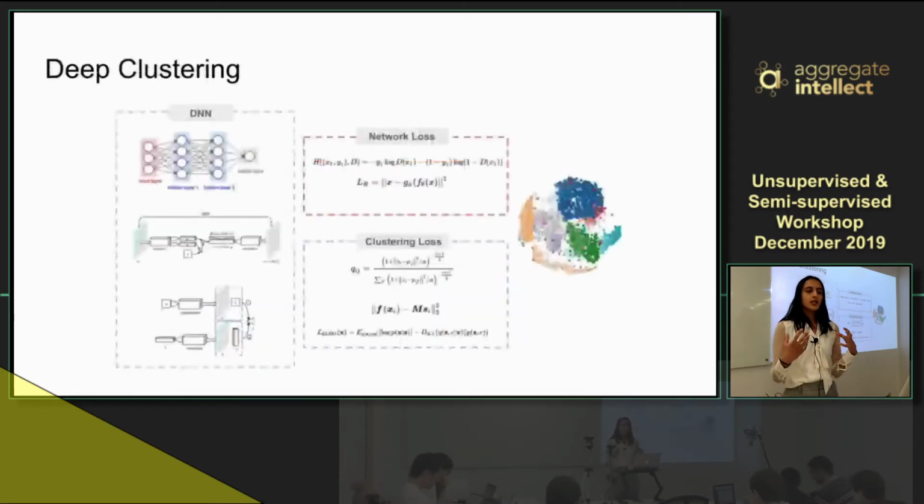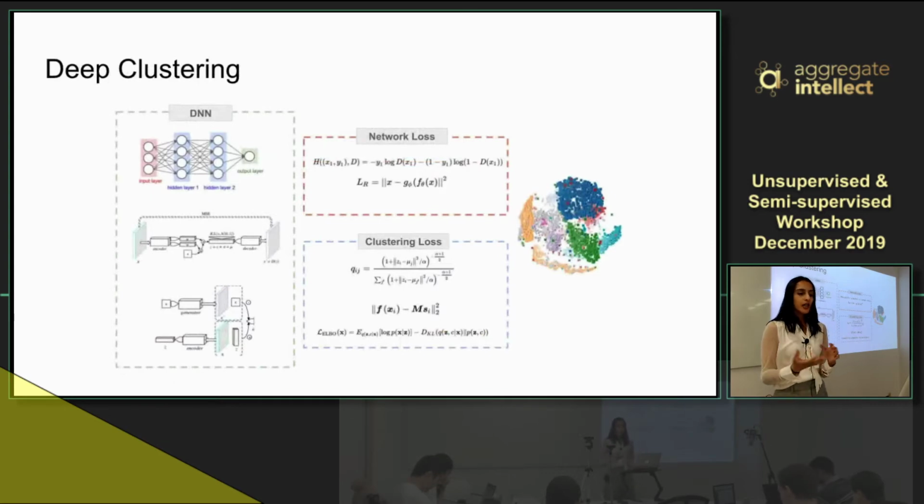Now, when we talk about deep clustering, we obviously need our neural network. So that's the deep learning component of these types of learning modalities. We also have our network loss and a clustering loss. And usually these will go together to create the final loss function. And that's exactly what we'll be doing today in today's practical session.